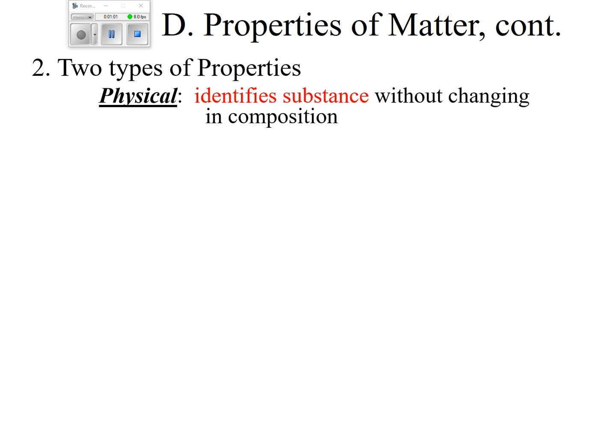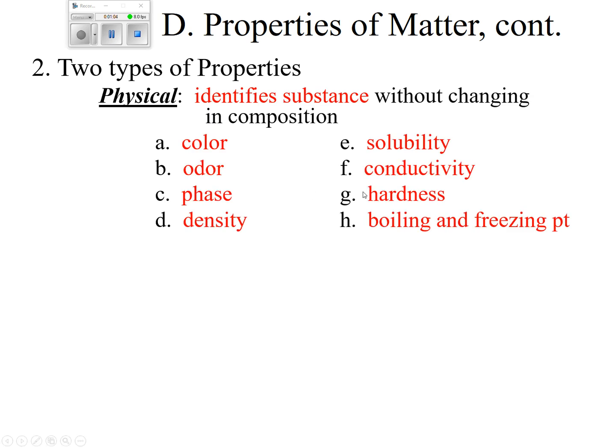There are two types of properties. There's a physical property, and there's also a chemical property. A physical property identifies the substance without changing its chemical composition. So you can use color, or a specific odor that tells you what it is, or its phase: solid, liquid, or gas.